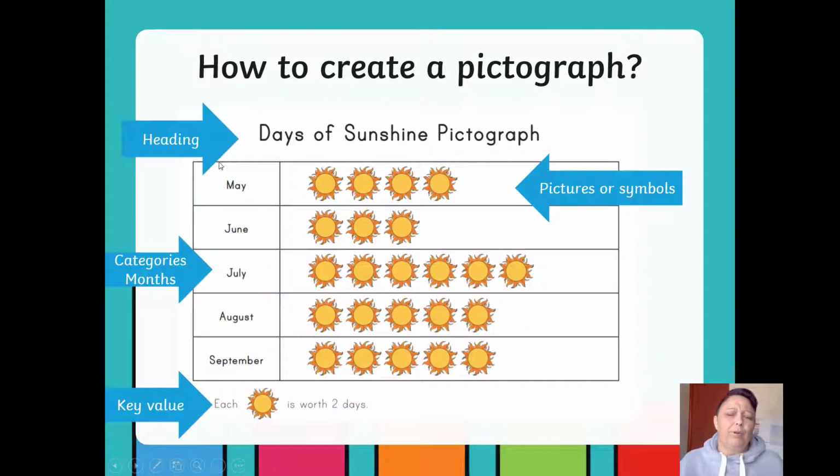It's really important when creating a pictograph that you have your heading, you have your categories. In this case, the categories are the months of the year, and the value. Each of these suns represents 2 days. So in May, the pictures are the symbols. In May, you've got 1, 2, 3, 4 suns. 4 suns represent 8 days because each sun is 2 days. So 2, 4, 6, 8. And that pretty much explains a pictograph.